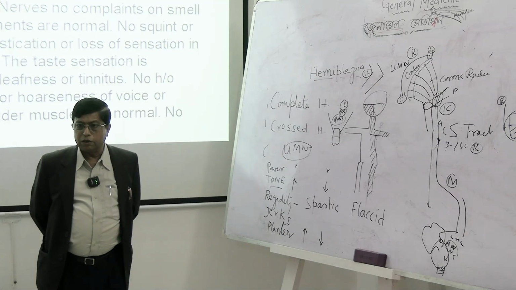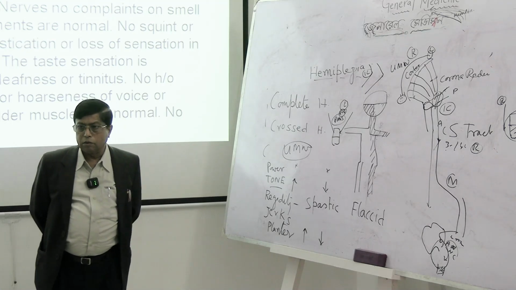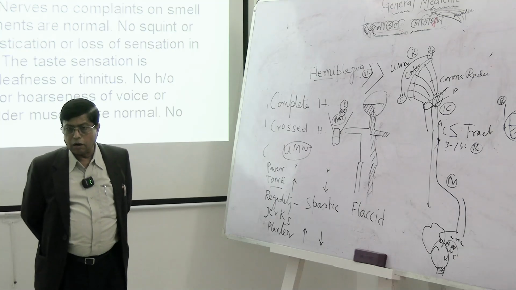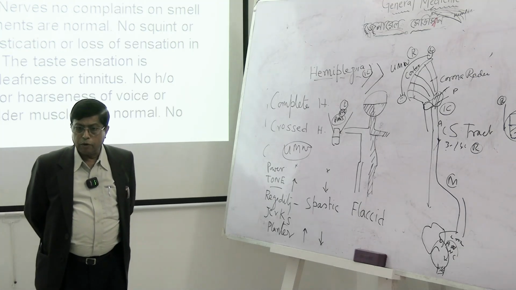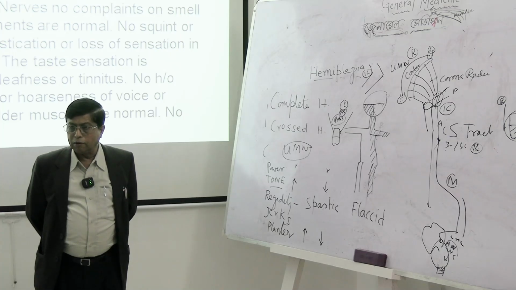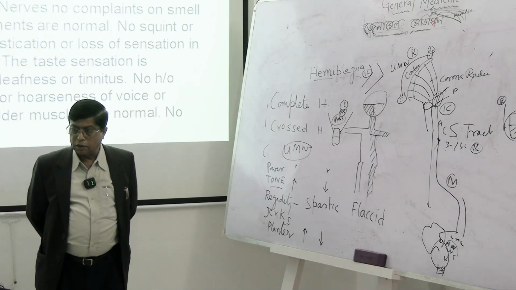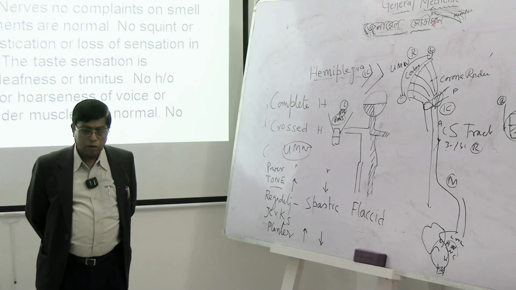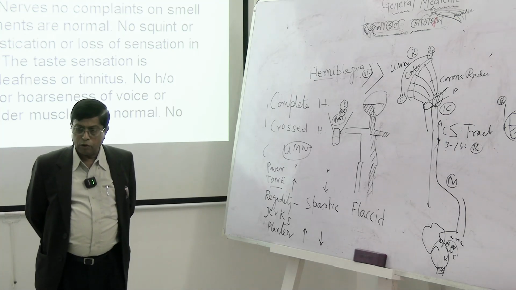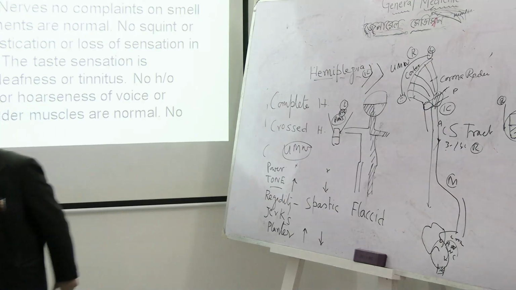But if the lesion is at the site, suppose the lesion is at the midbrain, then the third and fourth nerves may be involved. If there is involvement in the midbrain, then there will be involvement of the third nerve on the same side and hemiplegia on the opposite side, because the corticospinal tract will cross to the opposite side. Midbrain third nerve lesions.